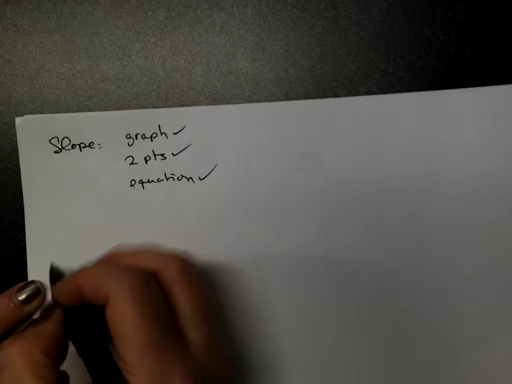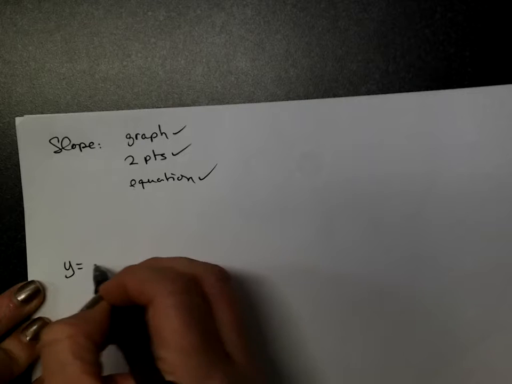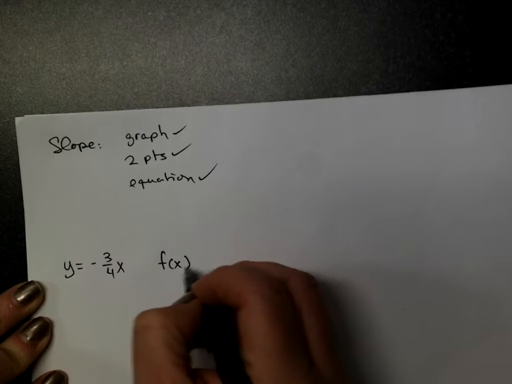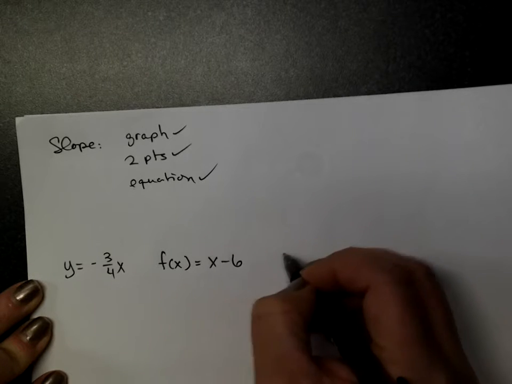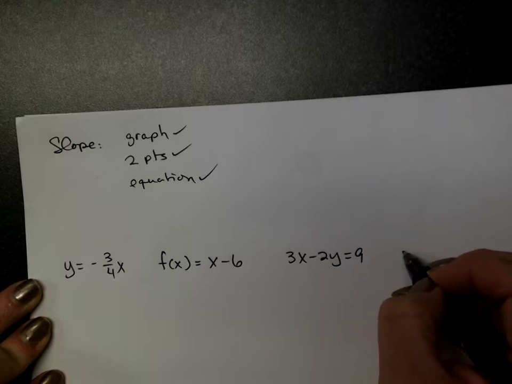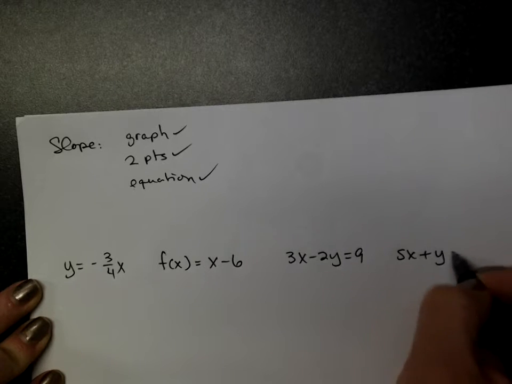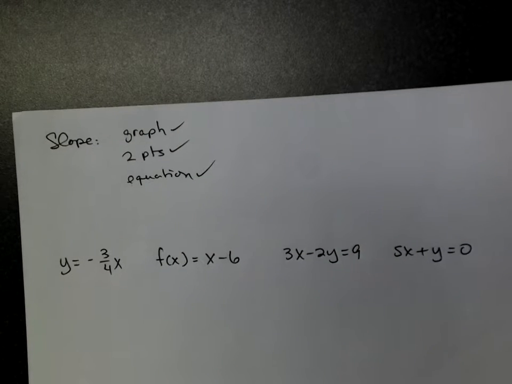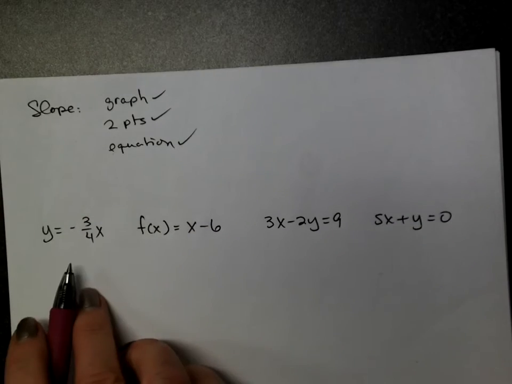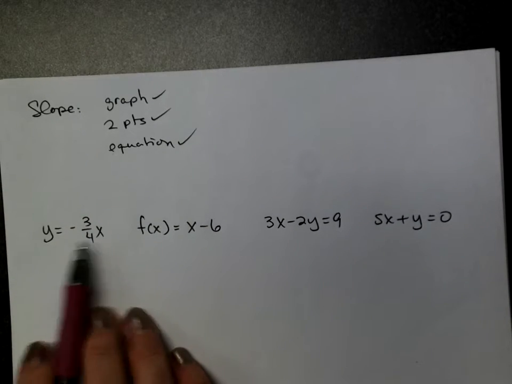Okay, so let's look at these equations. We have y equals -3/4 x, f of x is equal to x minus 6, 3x minus 2y equals 9, and 5x plus y equals 0. What kind of lines do these make? Diagonal, horizontal, or vertical? These are all diagonal lines. You see there's an x and a y in all of them.